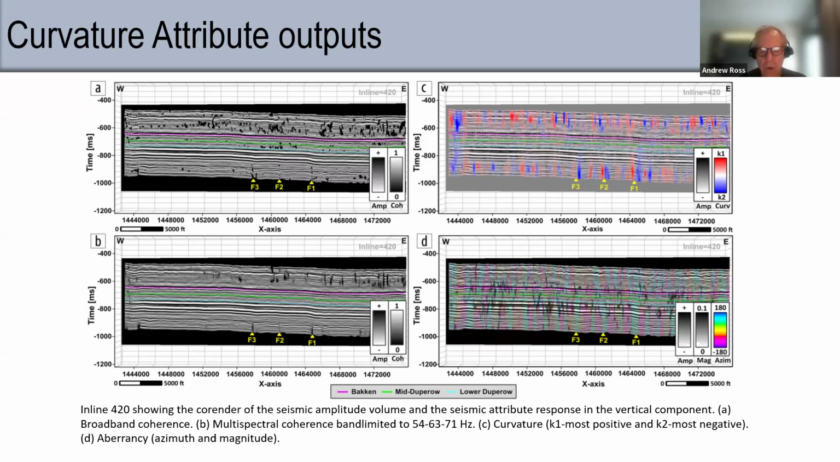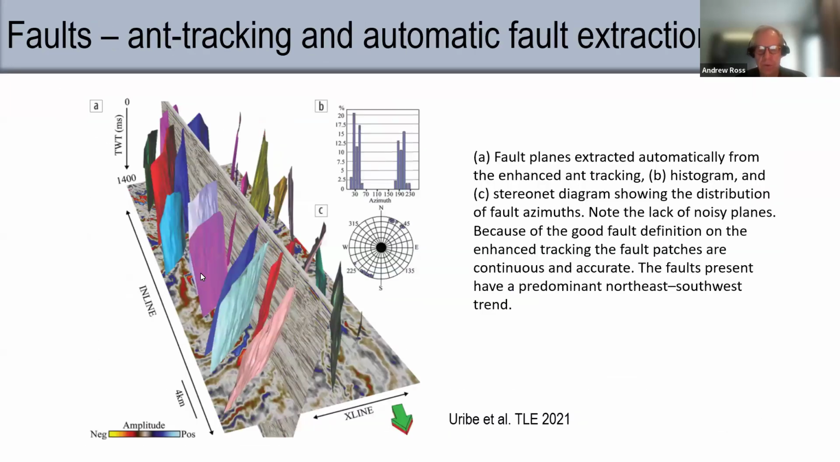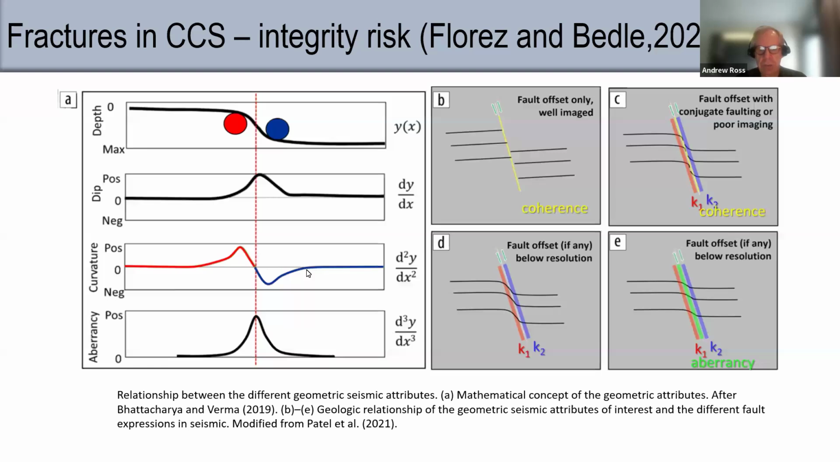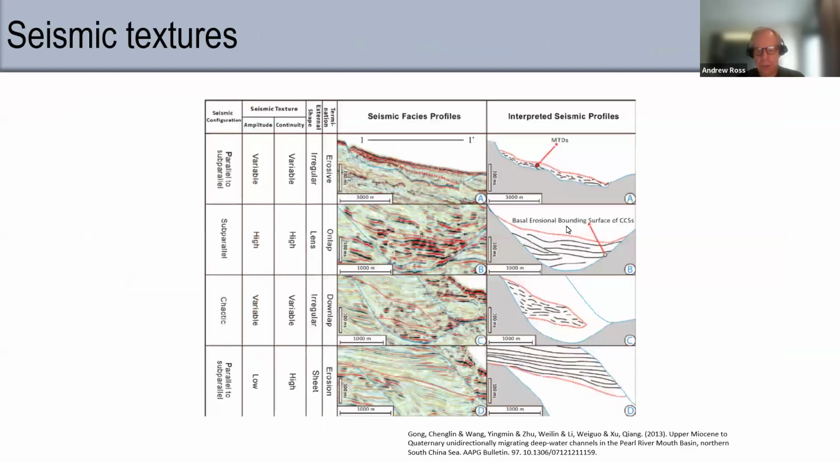Okay, and so by looking at the curvatures, we can actually identify a lot of smaller features that we can't see in the coherence. And this is the kind of thing that we could try and use to improve our fracture modeling or fracture picking. Okay. So yeah, fractures are important. And faults are important. They're the edges of the reservoir a lot of times. We can also try and map the reservoir by looking at the seismic character.